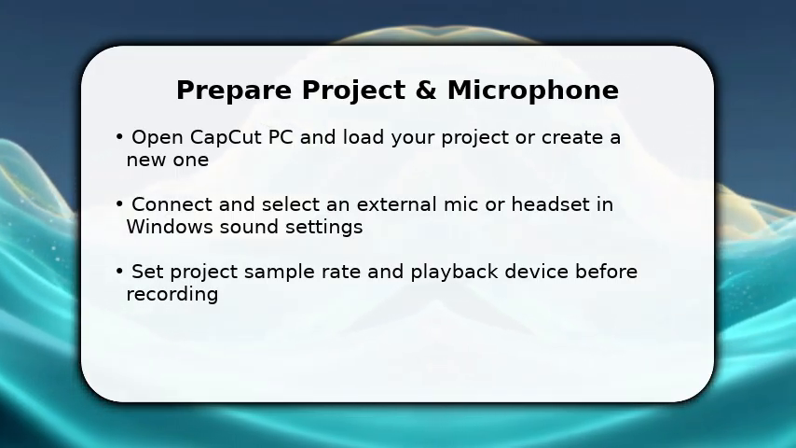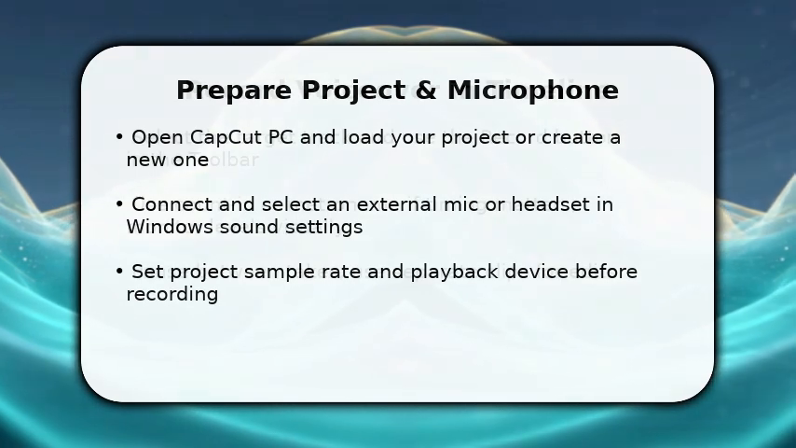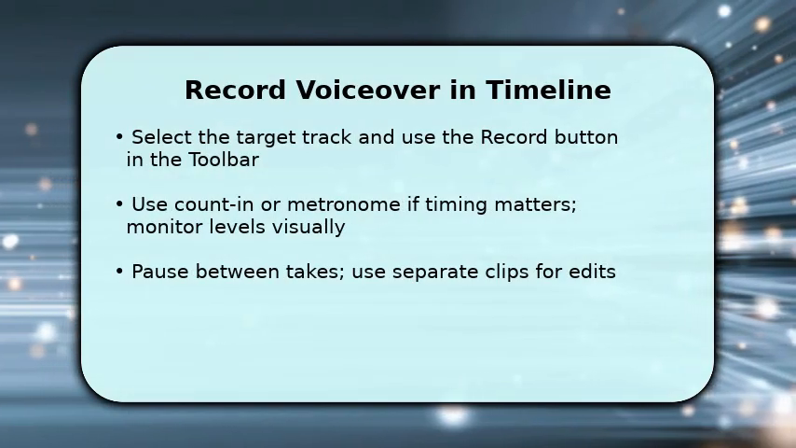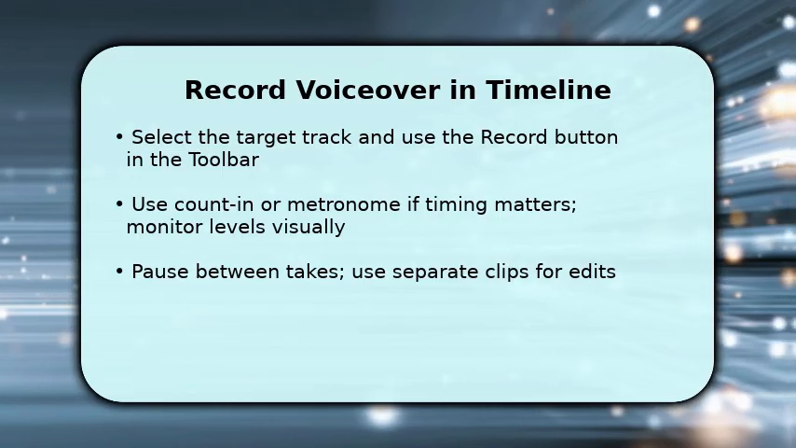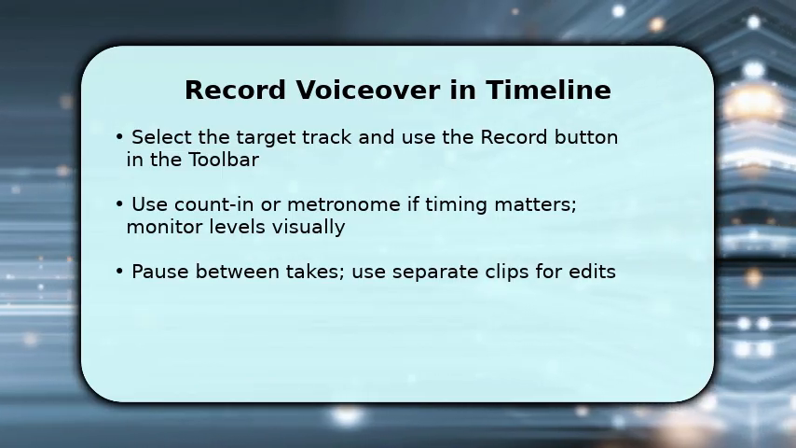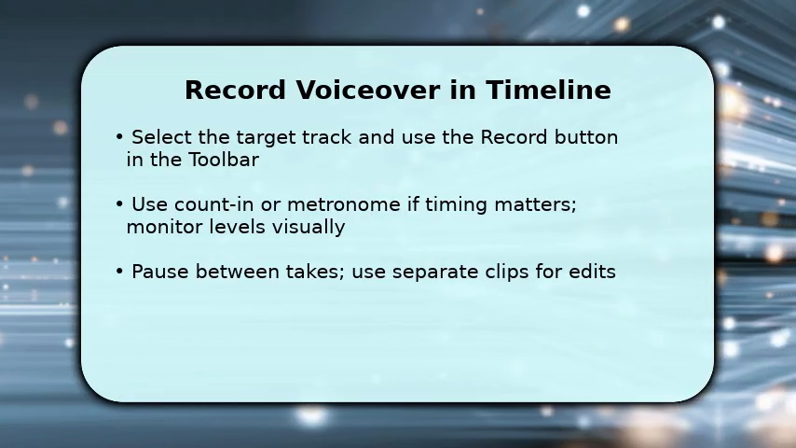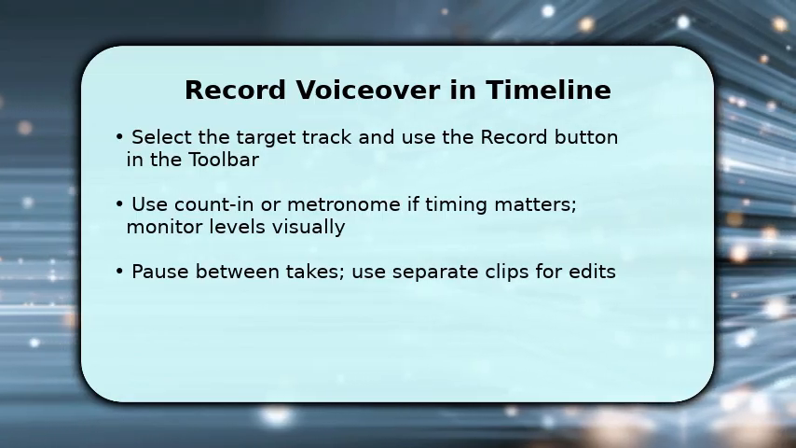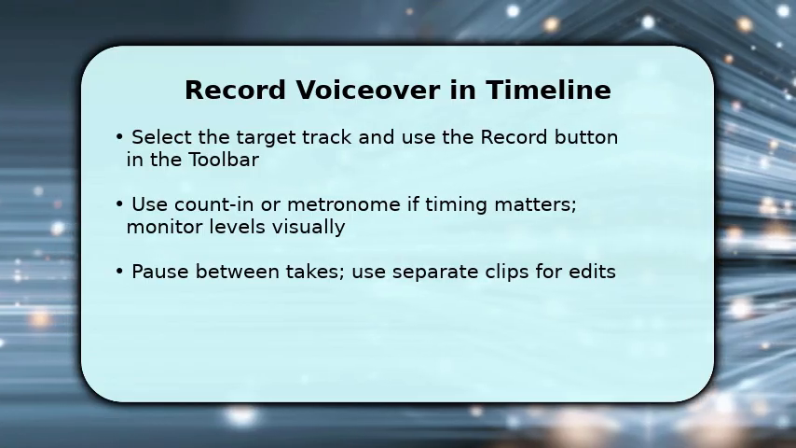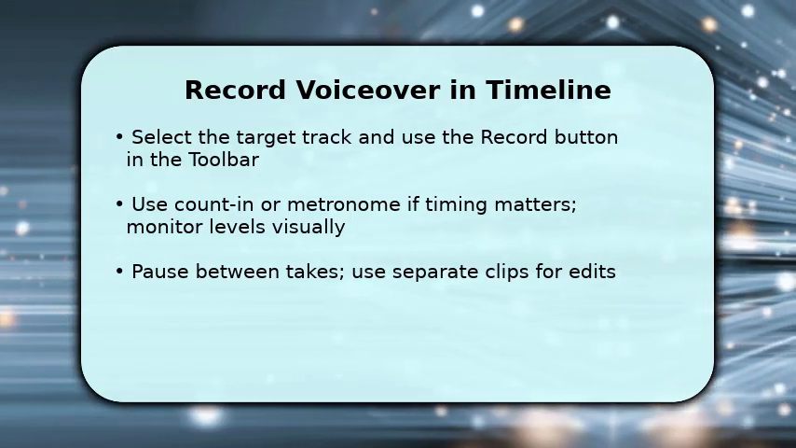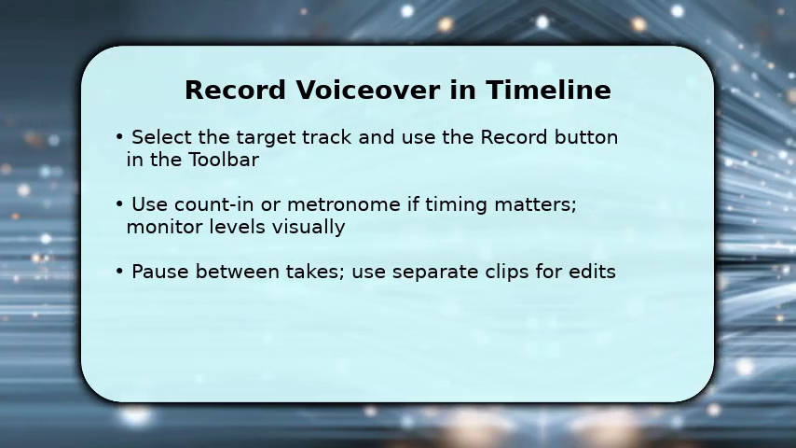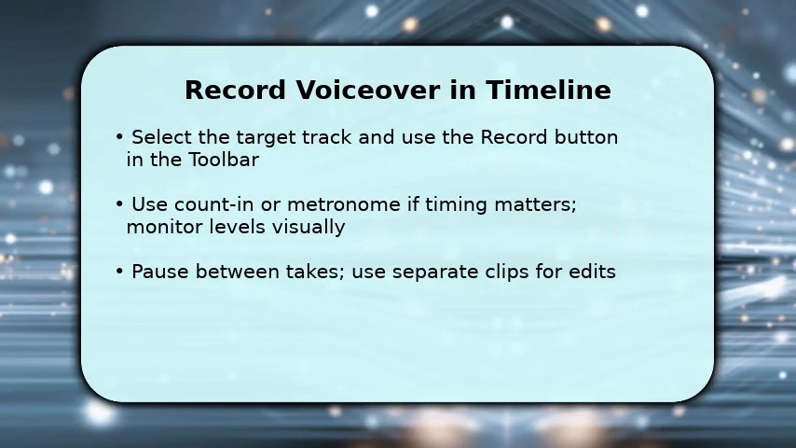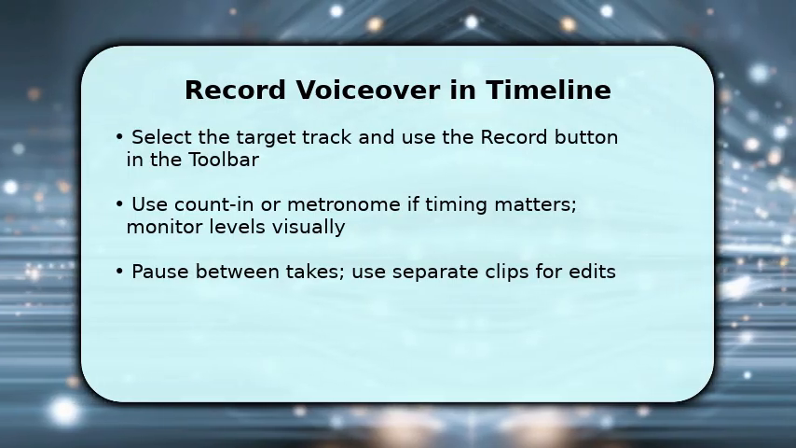Now record directly into the timeline. Select the track you'll record on and click the record icon in Capcut's toolbar. You'll see a countdown before capture. Speak clearly and watch the input meters. Keep peaks under clipping by adjusting gain in Windows or the mic app. If you need precise timing, enable the count-in. When you finish a take, stop and review immediately. If you need multiple tries, record each as its own clip to simplify later trimming and comping.